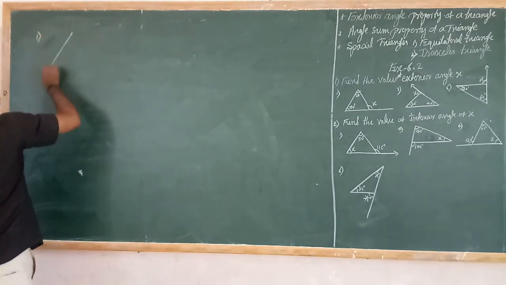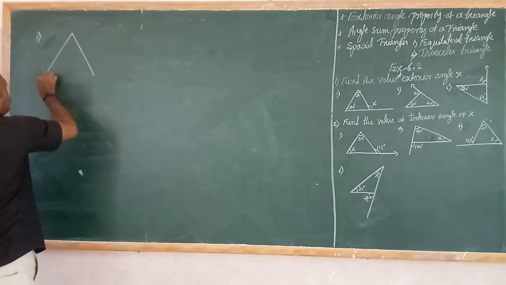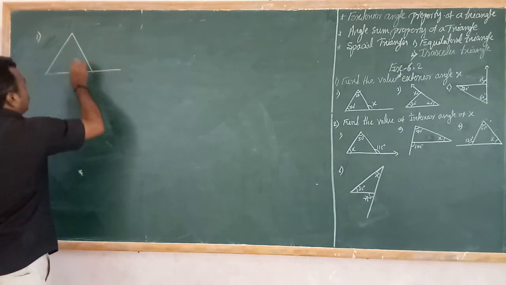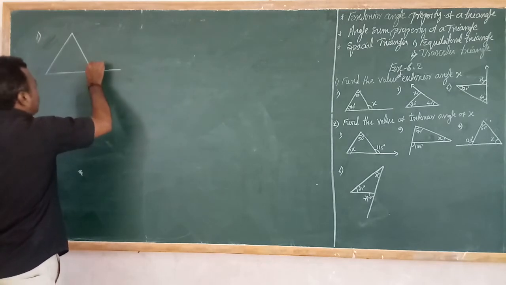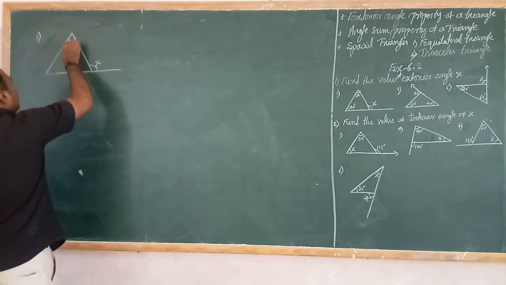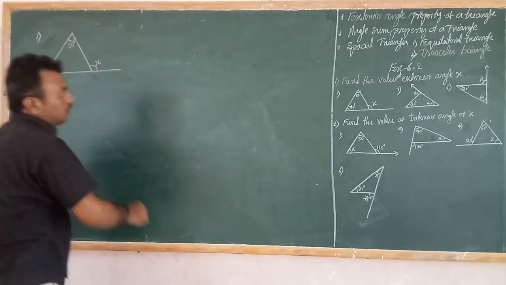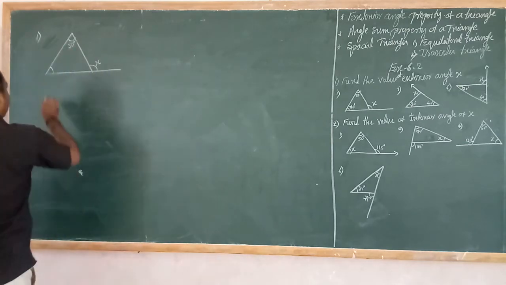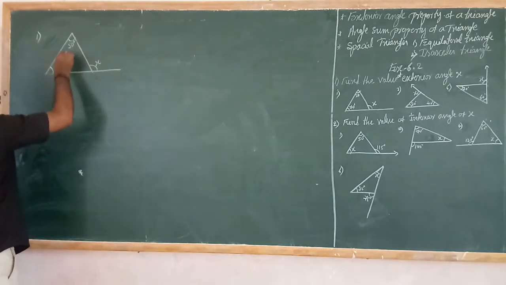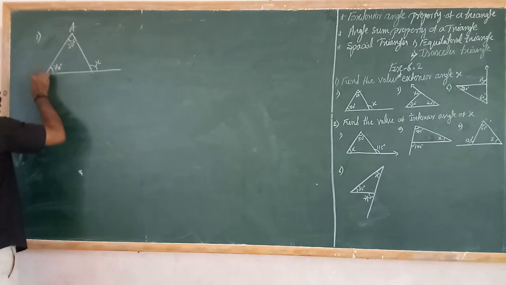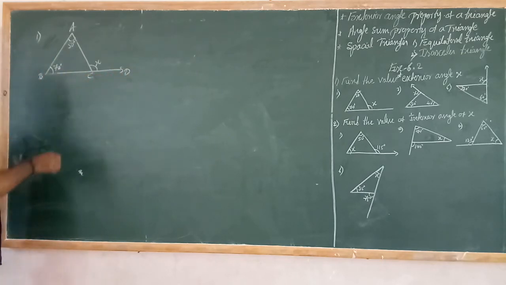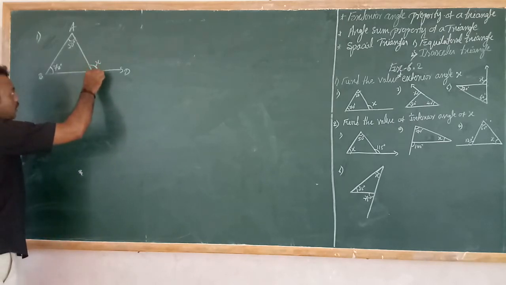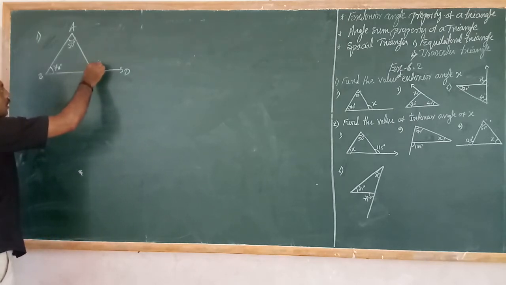I will draw the diagram. Okay, this is x, this is 50, and this is 70. I will give any names, A, B, C, and this is D. You can give any names for this triangle.